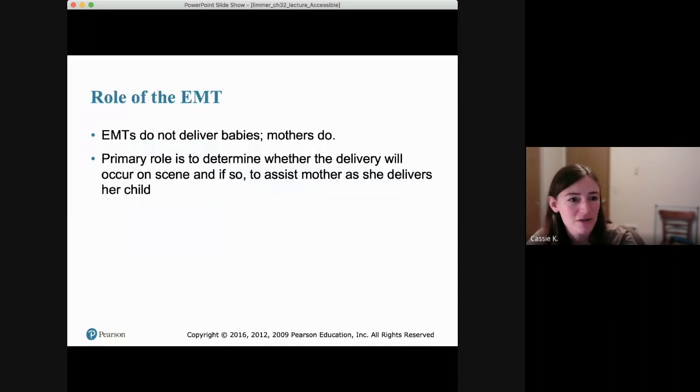For normal childbirth, just remember, we aren't the ones delivering babies. Essentially, it's the moms. We're just there to assist. Primary role is going to be figuring out whether or not we think we're going to deliver on scene or whether there's enough time to get to the hospital.